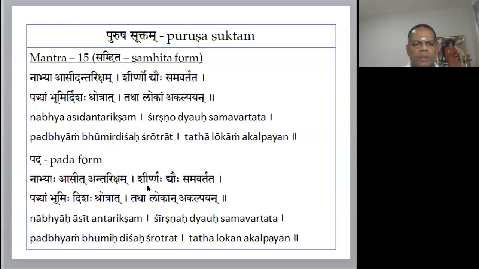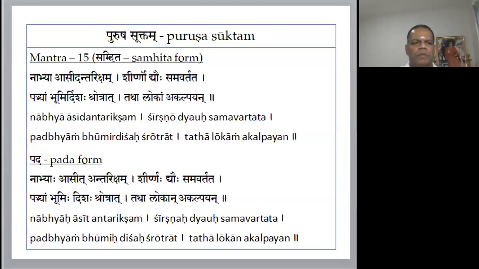The next word is Shishno, Shishnaha. Shishnaha has become Shishno because of sandhi. The visarga has become o. Dyau samavartata. Padbhyam. Bhumihi and dishaha becomes bhumir dishaha. The visarga becomes ir because of sandhi here. So bhumihi dishaha is the split word. Shrotrat tatha lokan. The lokan is pronounced as lokam, it's anusvara because of sandhi, but lokan is the original form before sandhi, akalpayan. Okay, that's the last word.